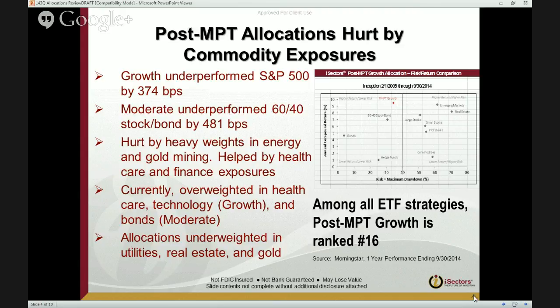Even with the disappointing quarter, post-MPT growth is ranked 16th among 670 ETF strategies for one-year performance in the Morningstar ETF Strategies database. Also, the chart on slide 4 plots risk as measured by the historical maximum drawdown on the horizontal axis and annualized return on the vertical axis. As the chart indicates, on a risk-return basis, post-MPT growth continues to outperform all major asset classes during its 9.5-year history.